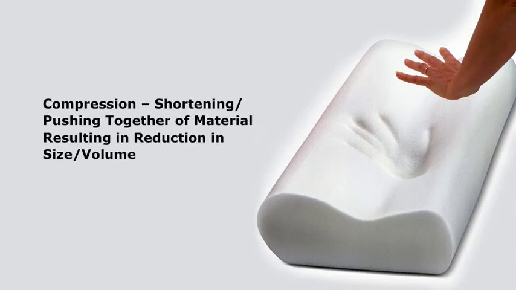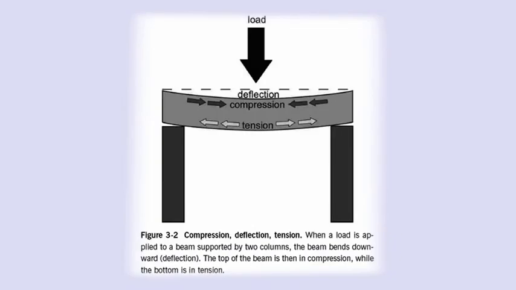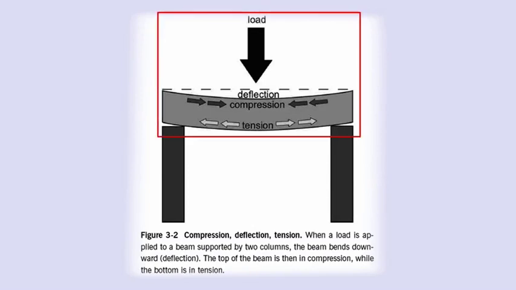This squeezing may cause the shape of the cushion to deform and stretch the covering fabric in some places while pushing it together in others. In a beam, which is a horizontal structural member that is longer than it is wide or deep, compression may cause the beam to bend downward. If the pressure or load is applied at the center of a beam that is supported at both ends, the center will bend down from the horizontal.